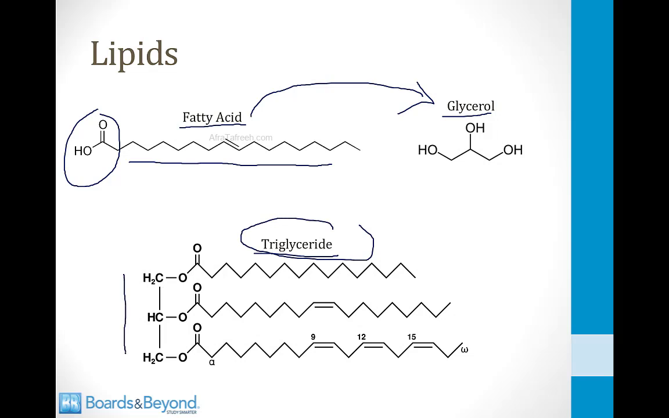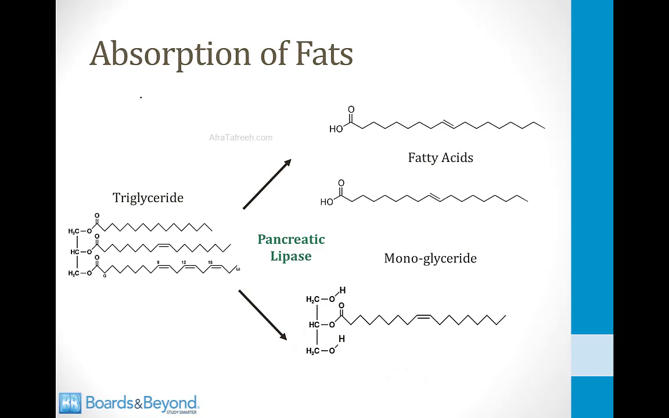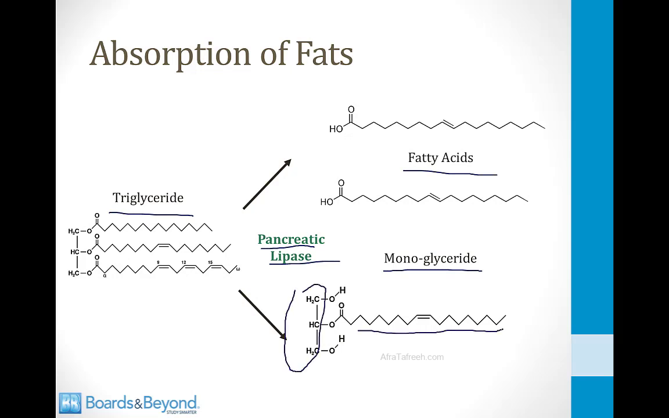They're made up of a glycerol molecule here attached to three different fatty acids. The way we absorb the triglycerides that we consume in our meals into the bloodstream is by breaking them down using an enzyme called pancreatic lipase, which is secreted by the pancreas. What pancreatic lipase does is it breaks down triglycerides into fatty acids and monoglycerides. A monoglyceride is a glycerol molecule attached to only one fatty acid. When it's attached to three fatty acids, it's called a triglyceride.